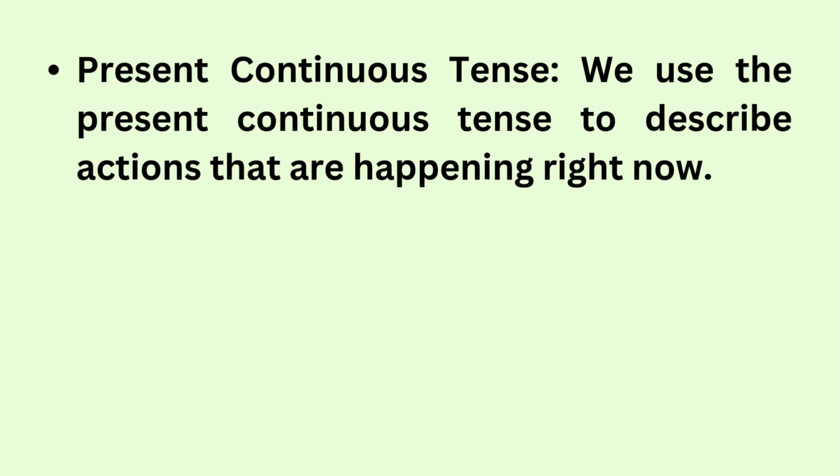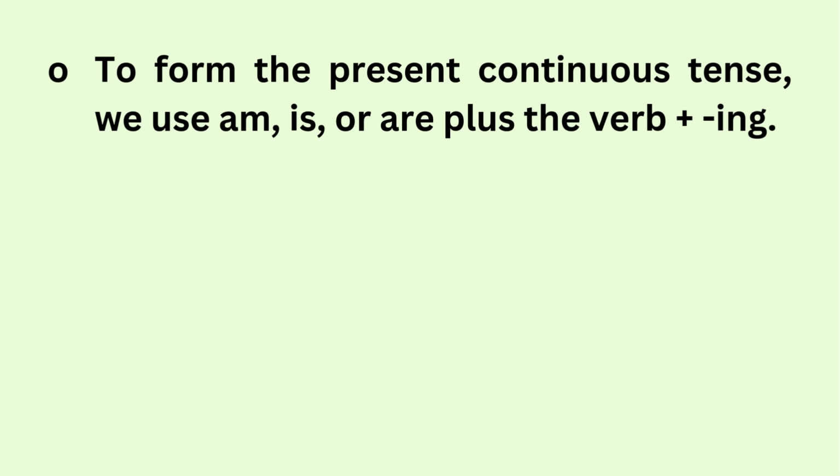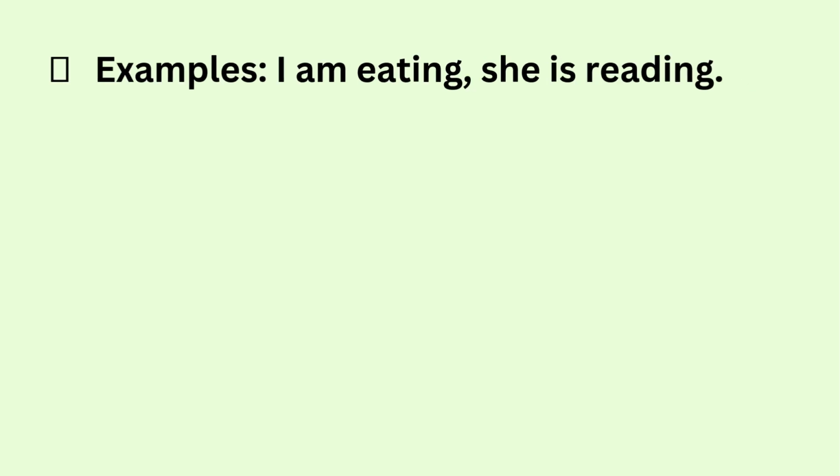Present continuous tense. We use the present continuous tense to describe actions that are happening right now. Example: I am studying English. They are playing basketball. To form the present continuous tense, we use am, is, or are plus the verb plus -ing. Examples: I am eating. She is reading.